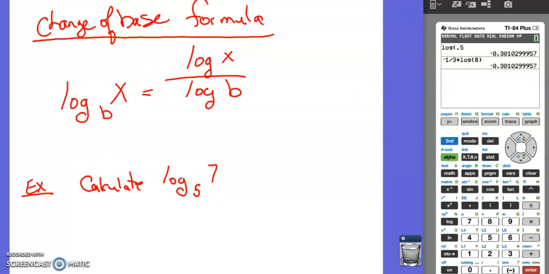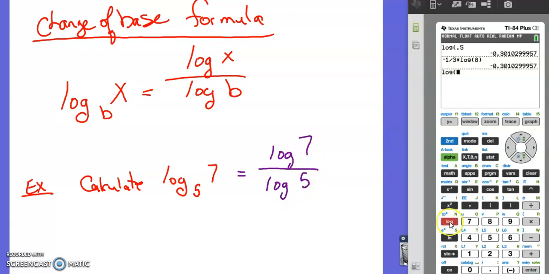All right, and then one last thing is the change of base formula. So here we have log base b of x, and that's the same thing as log of x divided by log of b. And here's an example. So if I ask you to calculate log base 5 of 7, well, that's the same thing as log of 7 divided by log of 5. And then you can just plug that into your calculator, log 7 divided by log of 5. And then you better get your answer.